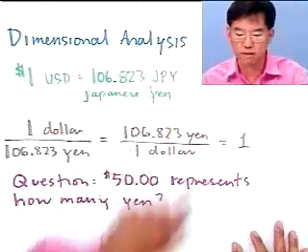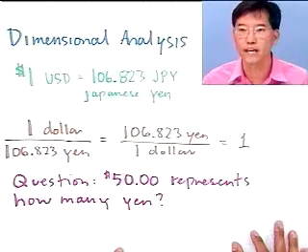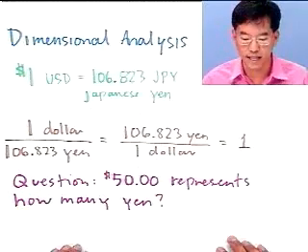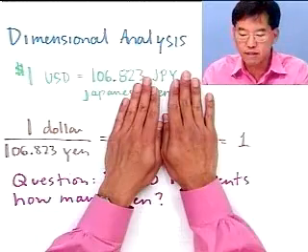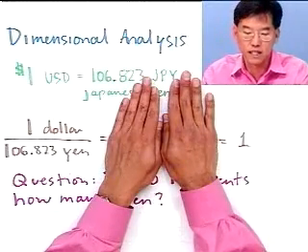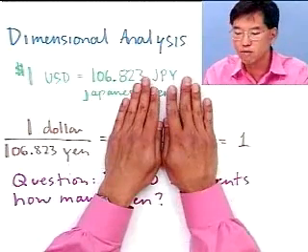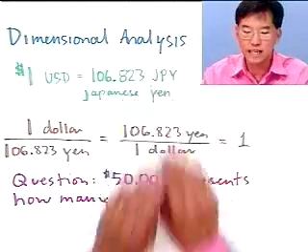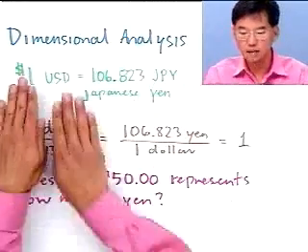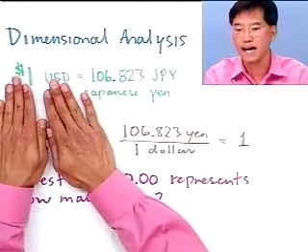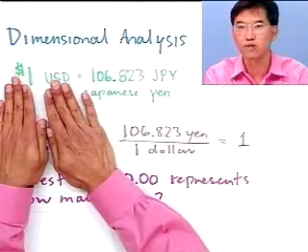So if we take this relationship and we divide through by 106.823 yen, so divide both sides by that number, then we would get a relationship that looks like what's left over here. In other words, $1 divided by 106.823 yen is equal to 1. Okay? And then if we did it the other way around, if we divided both sides of this equation by $1 instead, we would end up with an equation that looks like that: 106.823 yen divided by $1 is equal to 1.